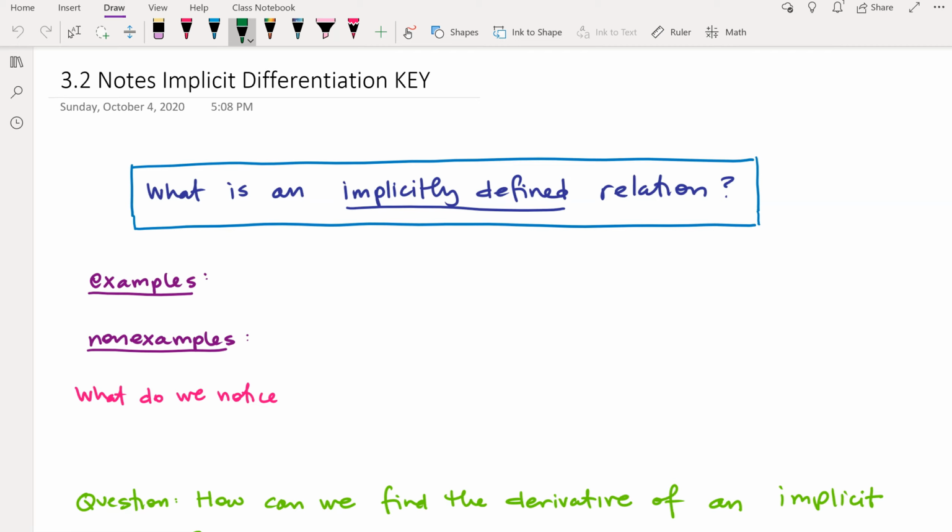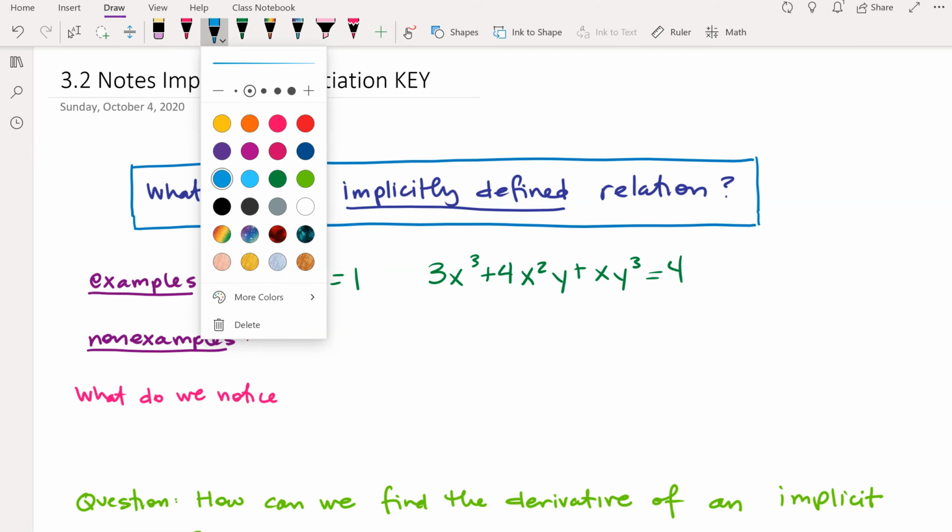So here's our first example, x squared plus y squared equals 1. It's the equation of a circle. That is an implicitly defined relation. What about this one? This is also an example, 3x cubed plus 4x squared y plus xy cubed equals 4. That's implicitly defined.